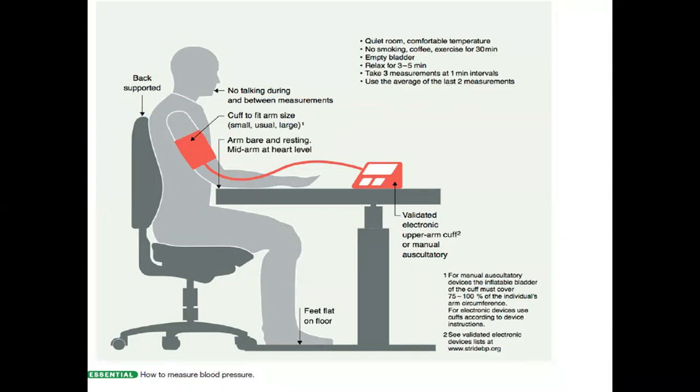And the room should be quiet and at a comfortable temperature. Patients should not have smoked or taken coffee or tea or exercised for the last 30 minutes. The patient should have an empty bladder. The patient should be relaxed for 3 to 5 minutes. And you should take at least 3 measurements, or at least a minimum of 2 measurements, at 1 minute intervals. And you should take the average of these measurements.